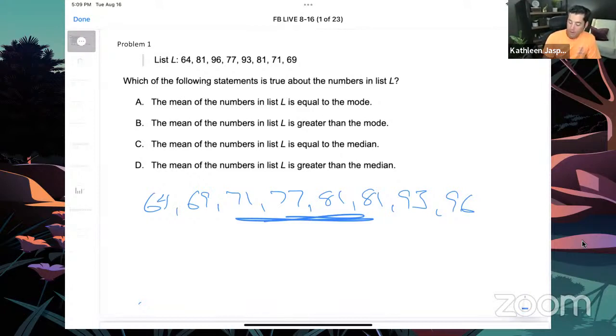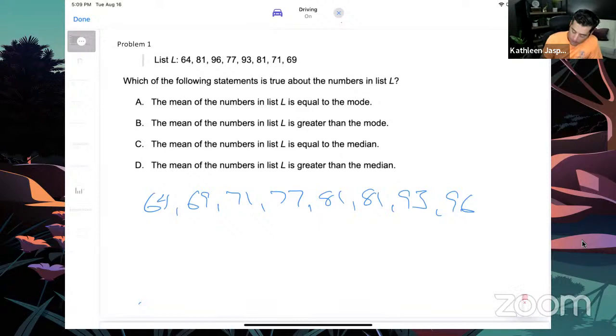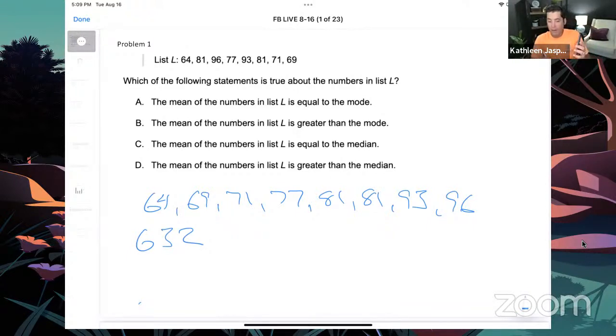If I were you taking the test, I'd pick up my calculator because I've got my numbers listed. With my numbers listed, at least I can look at that now. And I can say to myself, okay, let's add them all up. So I go 64, 69, and I end up with 632. It's in my calculator. I'm writing it down so you can see it, but I want you to be comfortable enough to be in your calculator, add them all up. You get 632. 632 is in your window.